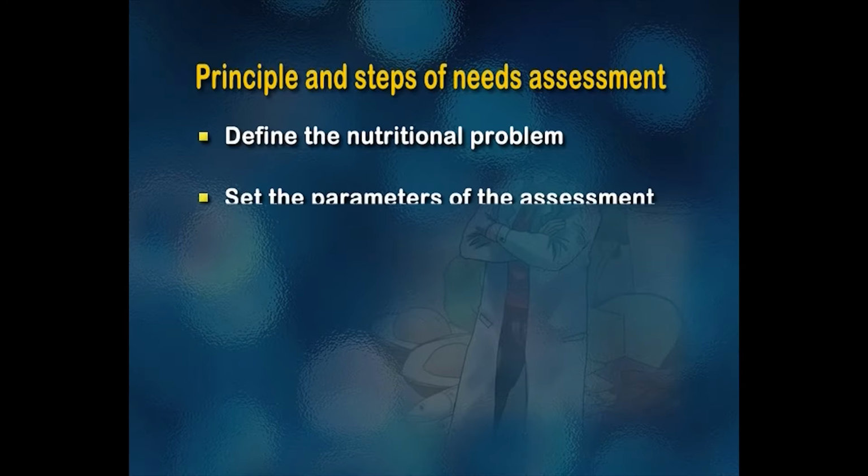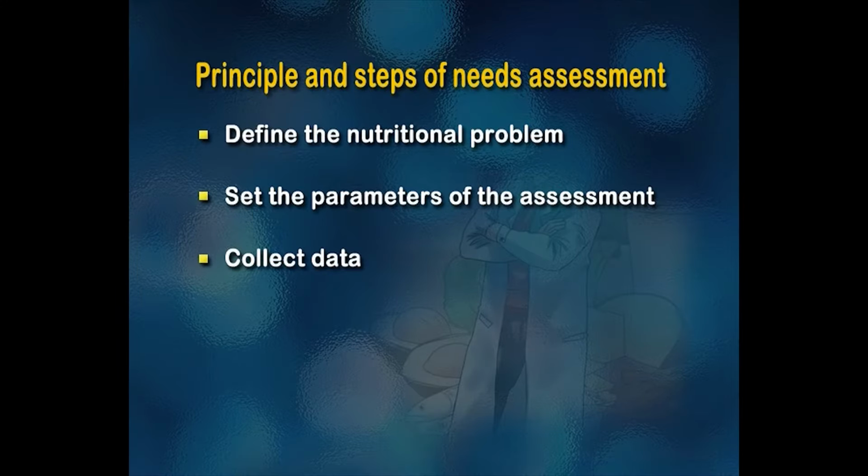The second step is to set parameters of assessment, that is, to identify the specific area from which the data needs to be obtained. The third important step is to collect the data. Before collecting any data, the real scope has to be identified for the collection of the data, and then proceed to the people who make up the target population.